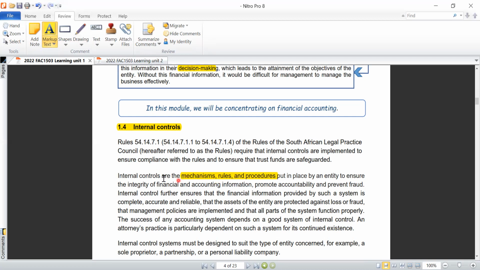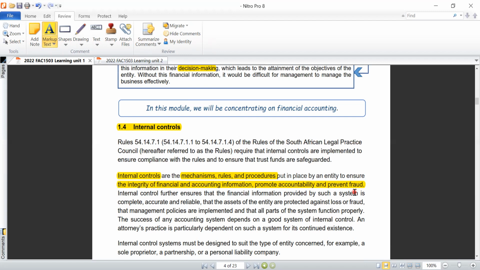So that is where internal controls come into the picture. Internal controls can be attributed as three things: mechanisms, rules, and procedures, which are put in place by an entity to ensure the integrity of financial and accounting information, as well as to promote accountability and to prevent fraud. That is the whole purpose behind internal controls. So we put certain controls in our organization so that at the end of the day, we have integrity in the information that we produce and report to the interested parties, and we also ensure that there's adequate accountability in place and prevention of fraudulent activities.